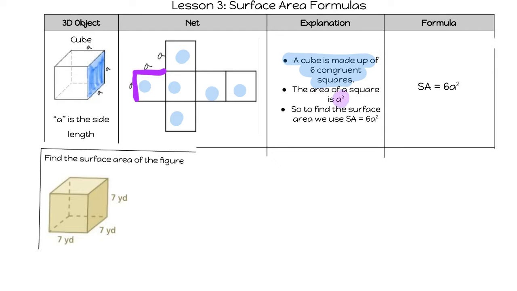So since there's 6 of those, we're going to have 6 times the area, so 6 times a squared, which if you want to see it expanded out, remember that squaring a number means multiplying it by itself. So this is 6 times a times a.